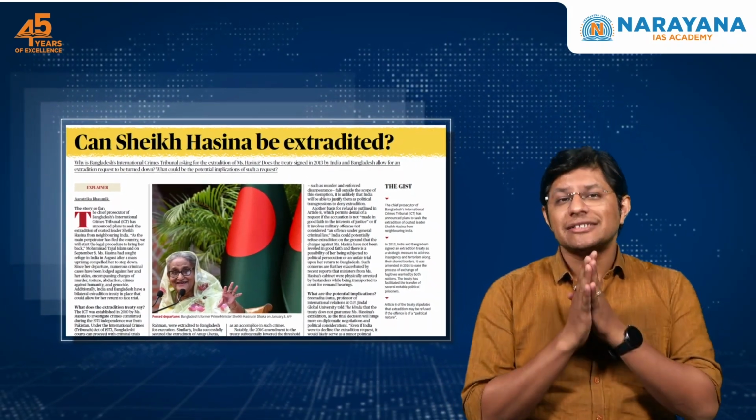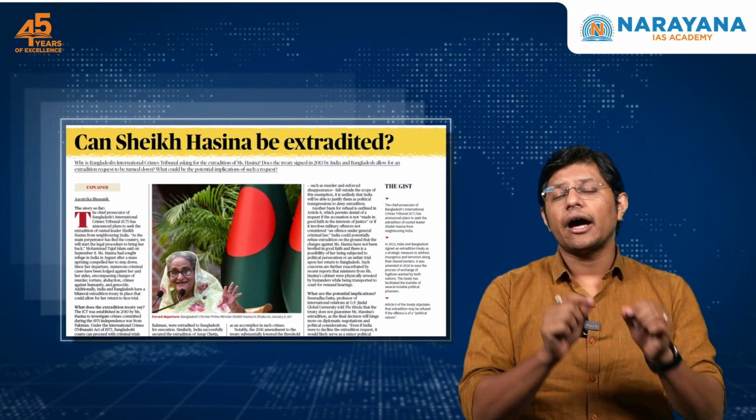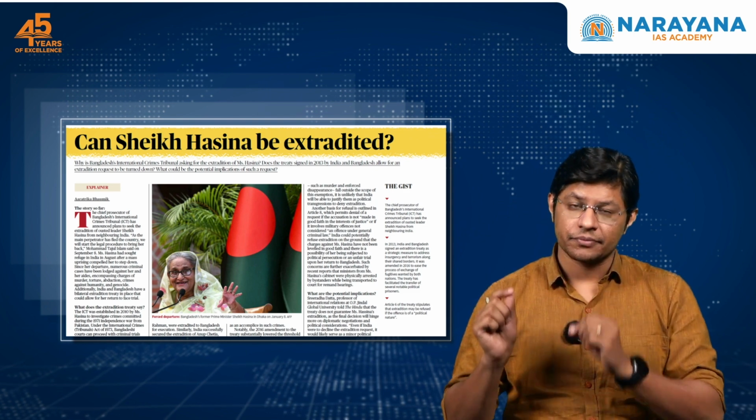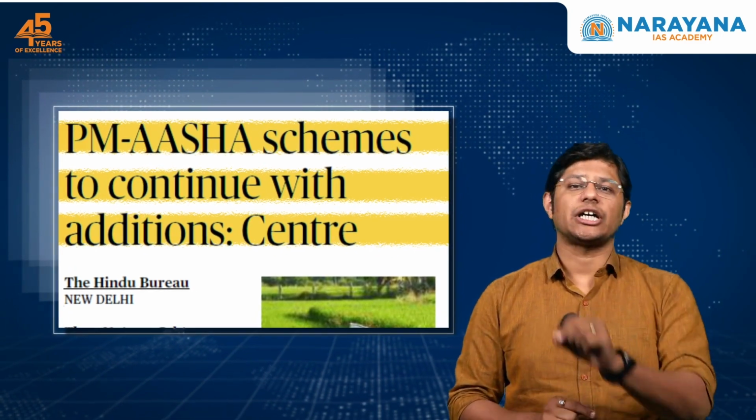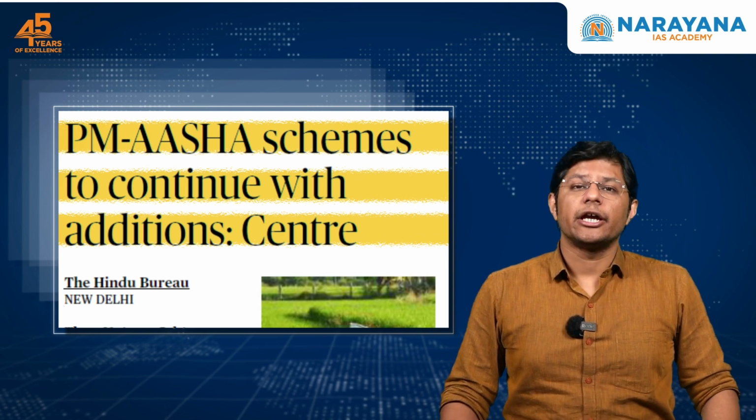The fourth article is taken from Hindu page number 10. Now in this, we'll understand about the extradition treaty signed between India and Bangladesh. The fifth article we have taken from Hindu page number 16. Now in this, we'll understand about the PM AASHA scheme. So these are the 5 articles that we'll be discussing in today's session.